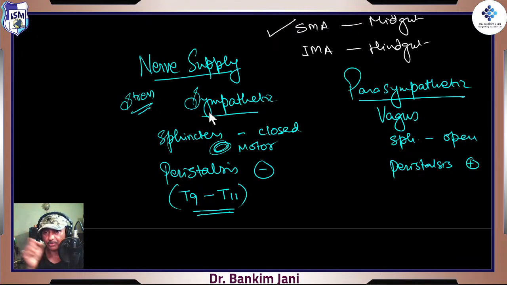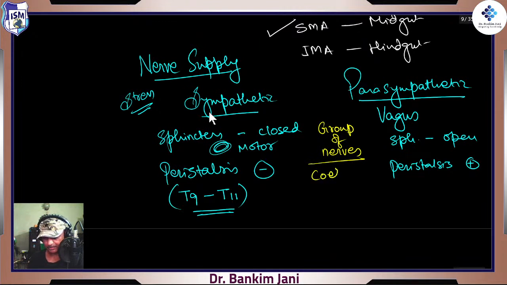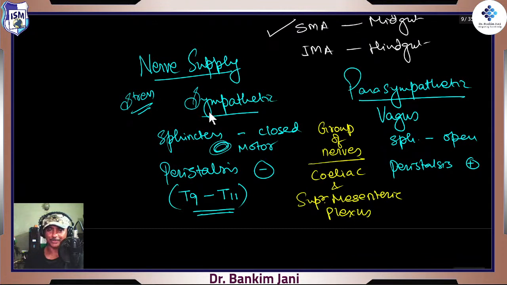But how this really occurs, now comes the interesting part. Whether it is sympathetic or parasympathetic, it is not that there are separate nerves going. All these fibers collectively mix, and both of them, sympathetic and parasympathetic, go in the form of groups of nerves, and that is the celiac and superior mesenteric plexus. So actually, it happens like a suspense novel.